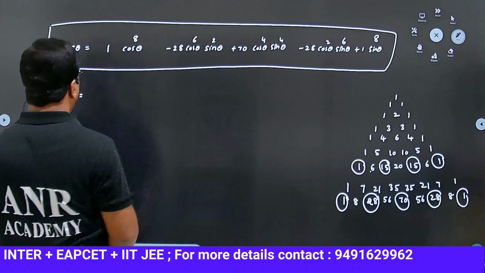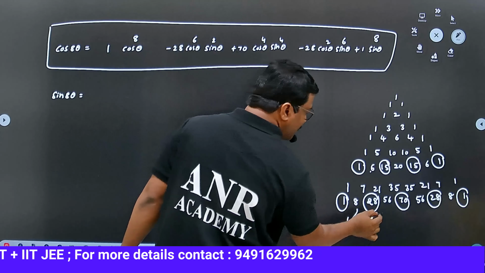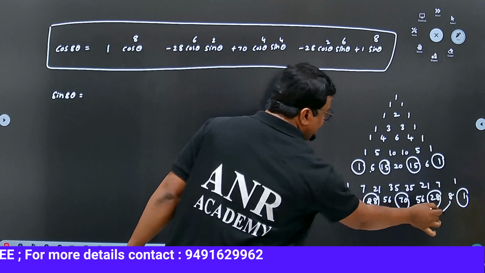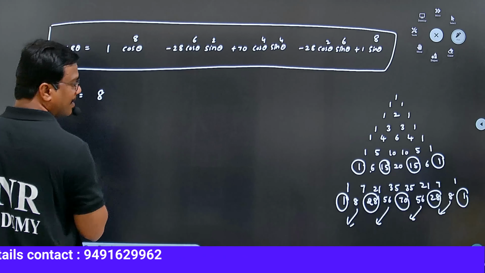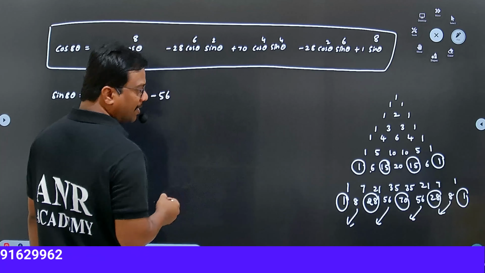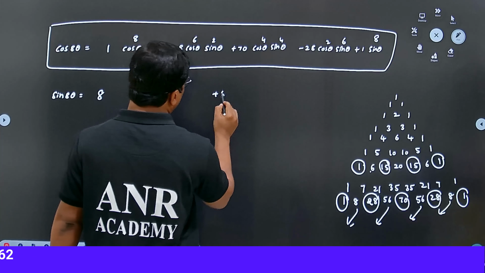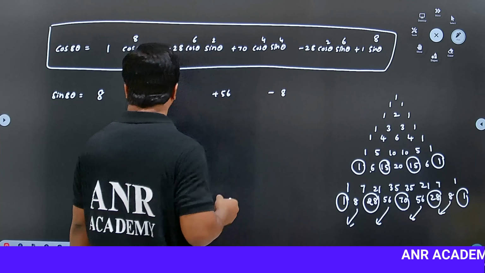Okay, now let us discuss sin 8 theta. The remaining binomial coefficients with alternate plus minus symbols you have to write. They are plus 8, and then minus 56, after that plus 56, and then minus 8.